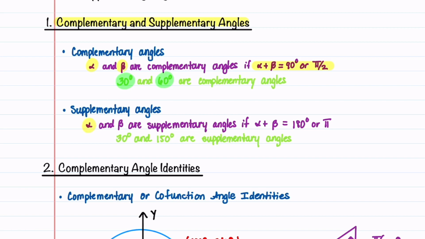Angles alpha and beta are supplementary angles if alpha plus beta is equal to 180 degrees or pi. 30 degrees and 150 degrees are examples of supplementary angles because they add up to 180 degrees.